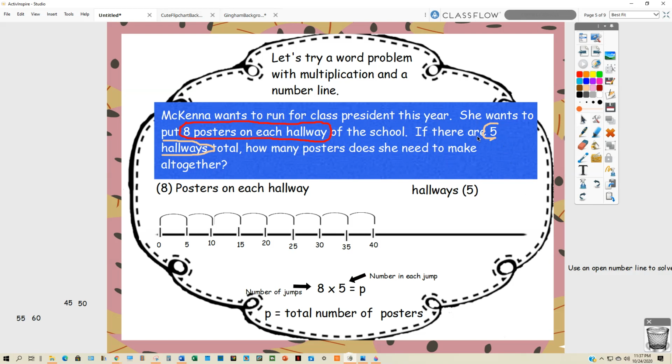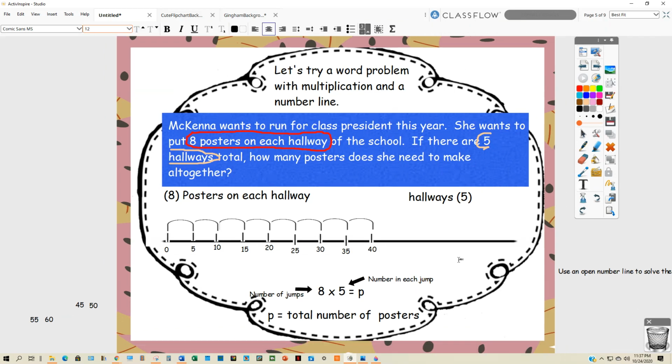We have 5 hallways. That's this number. That's how many is in each jump. I have 8 jumps because every hallway gets 8 posters. 1, 2, 3, 4, 5, 6, 7, 8. So what is 5 times 8? Did you say 40? Then you're right. So P equals 40. She will need to make 40 posters. That's a lot of drawing, isn't it?